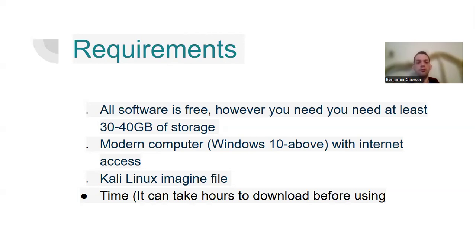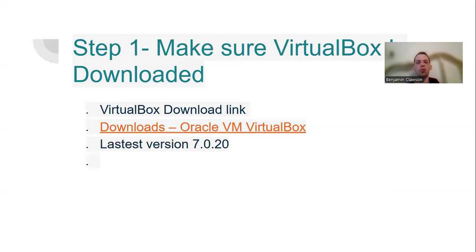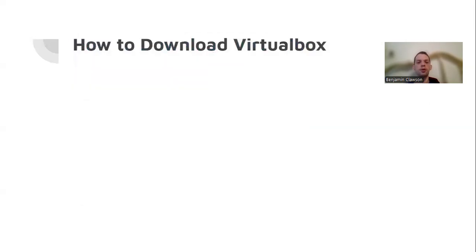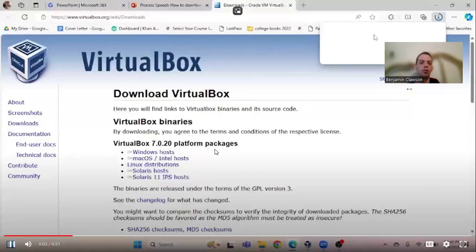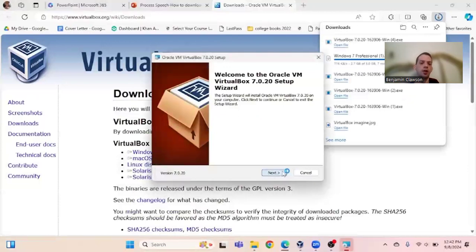So let's get started. Step one, make sure VirtualBox is downloaded. We'll need to go to Oracle VirtualBox and download the latest version, which is 7.0.20. Here is a video of VirtualBox, and we're going to download the Windows version because we're using Windows, but they have Mac and Linux options.